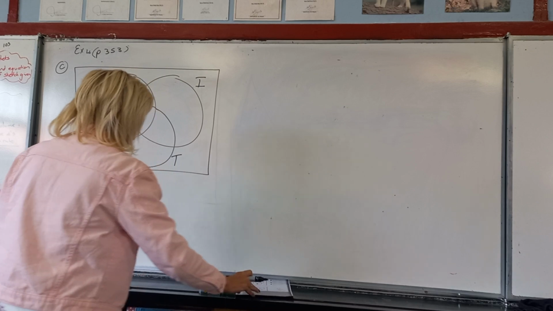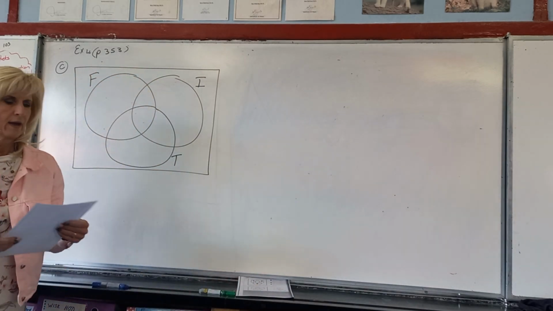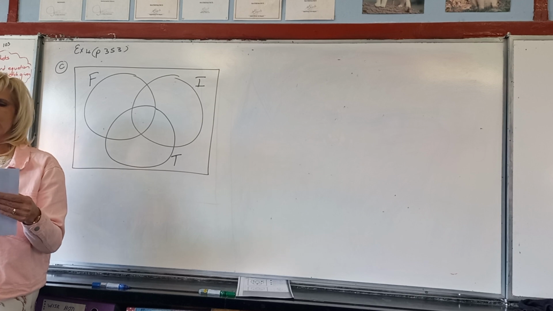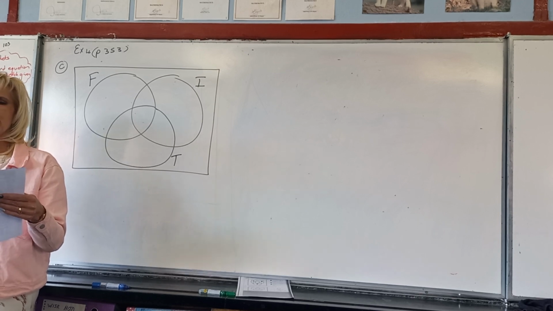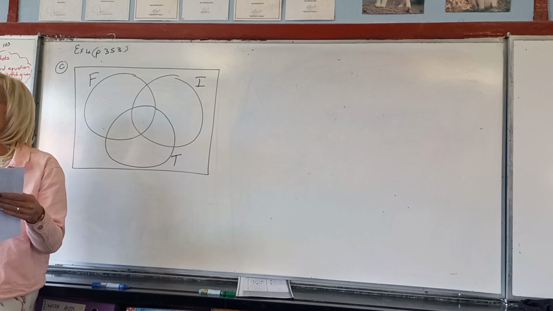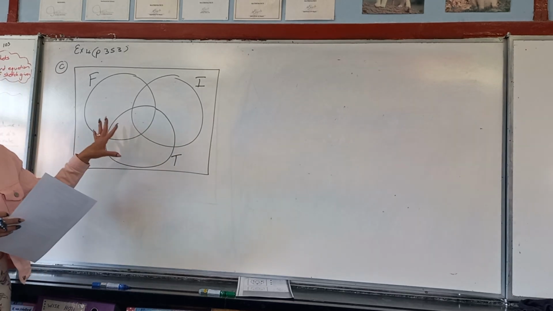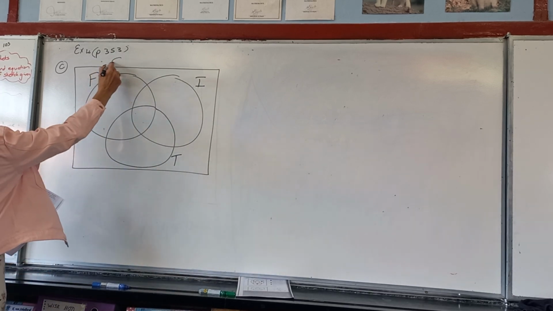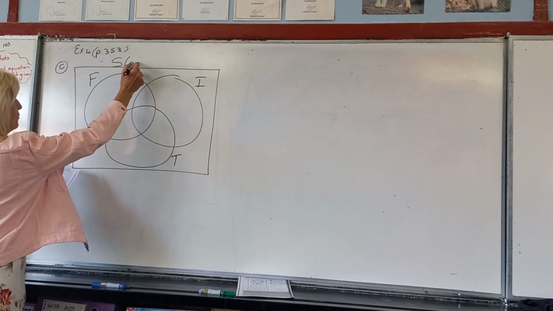Alright, let's see how you did. There's a group of 200 learners that were interviewed about which social media they use. And the results were as follows. So many use Facebook, so many use Instagram, so many use Twitter. So you can see why I did Facebook, Instagram, Twitter. And the S, the sample space, 200 is 200.